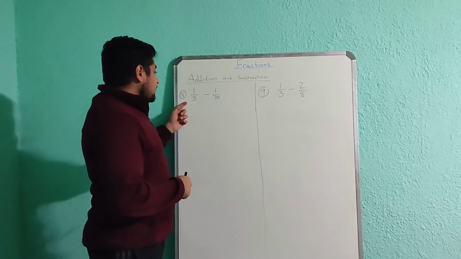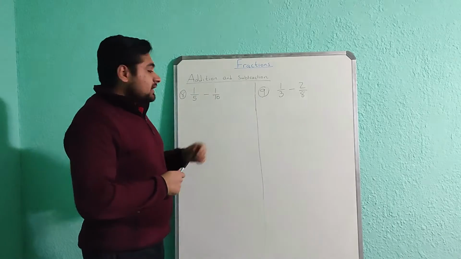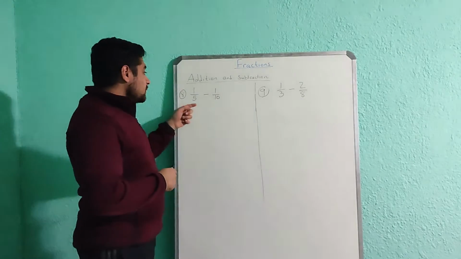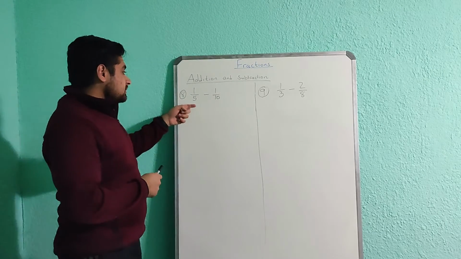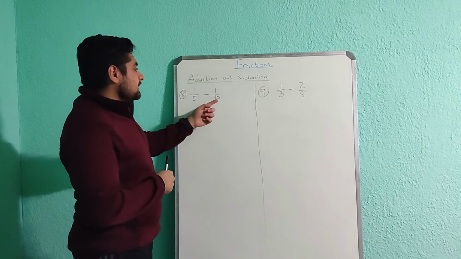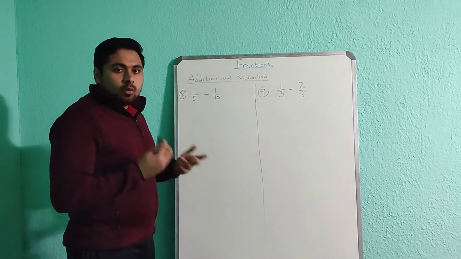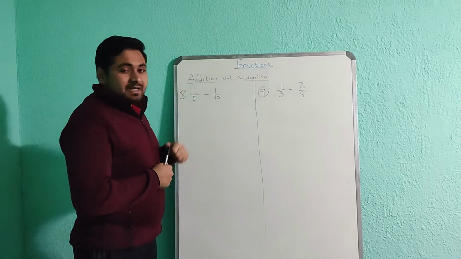Now question 8 says 1 over 5 minus 1 over 10. So again we have different denominators. Now we go to the first denominator and we ask, can 5 go into 5? Yes, once, without a remainder. But can 10 go into 5 without a remainder? No, therefore 5 is not our common denominator. So we move on to the next denominator.